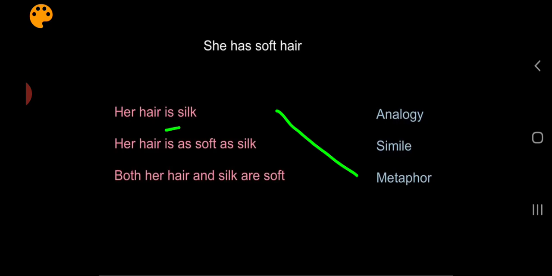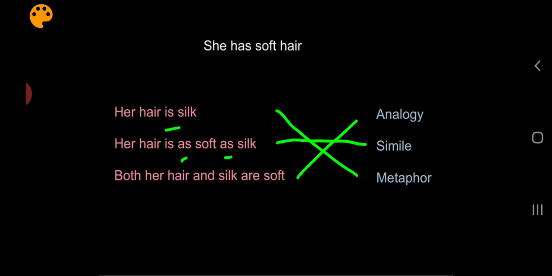Her hair is as soft as silk is a simile because it uses as. It has the same amount of softness as the silk does. And both her hair and silk are soft is an analogy because it's comparing the two things, hair and silk, but it's more straightforward and less poetic than the other two.